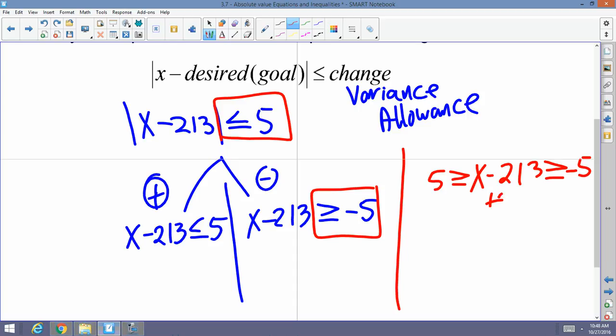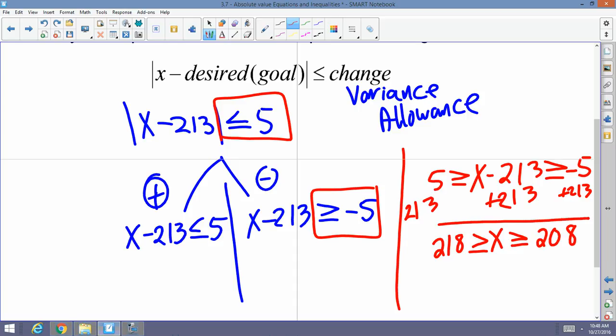So now I add 213 to both sides. x can be less than or equal to 218, but it must be greater than or equal to 208. If I'm a quality control inspector, as long as the cracker boxes are within those weight parameters, it is good. Does that make sense? Questions on that?